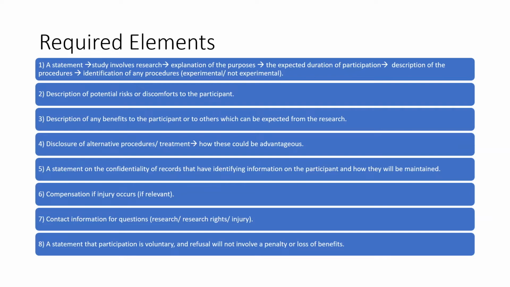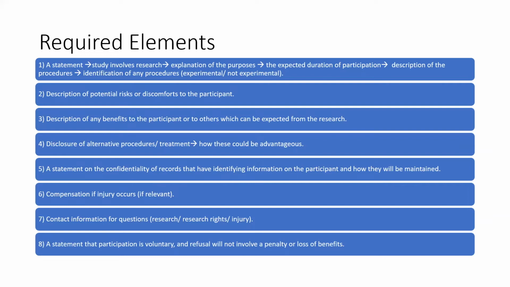Compensation for injury if it occurs. So are you going to compensate? You don't have to compensate for injury, but you have to tell them you're not compensating for injury. Depending on the research you're doing, for example, for someone who's just getting a discarded tissue, we don't have to go over that. Then you say this is not relevant, right? Yeah, exactly.